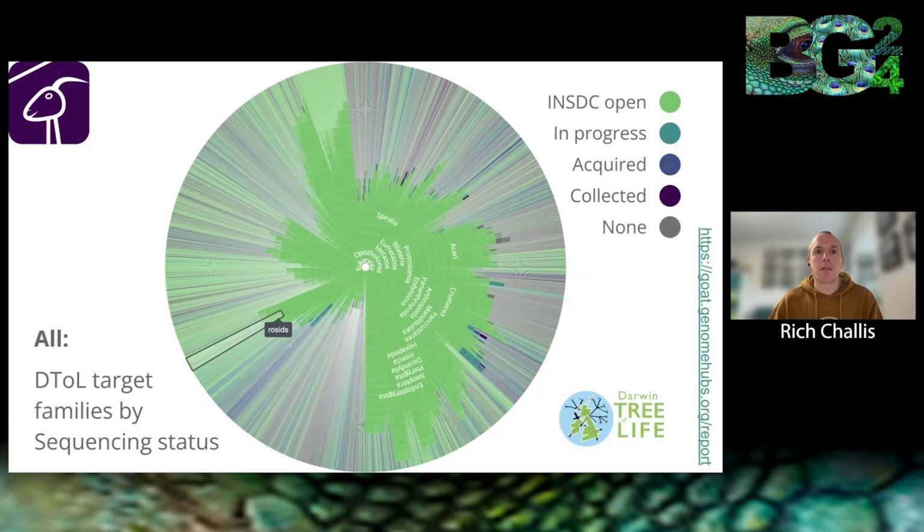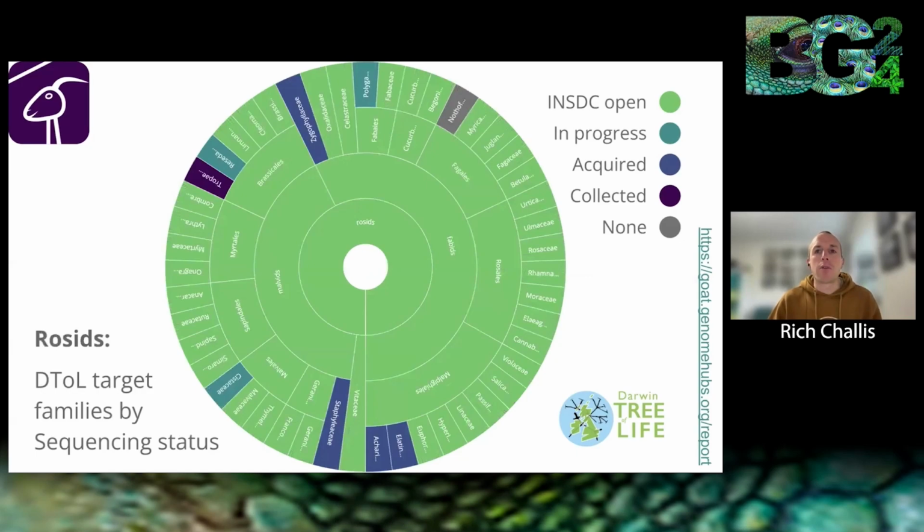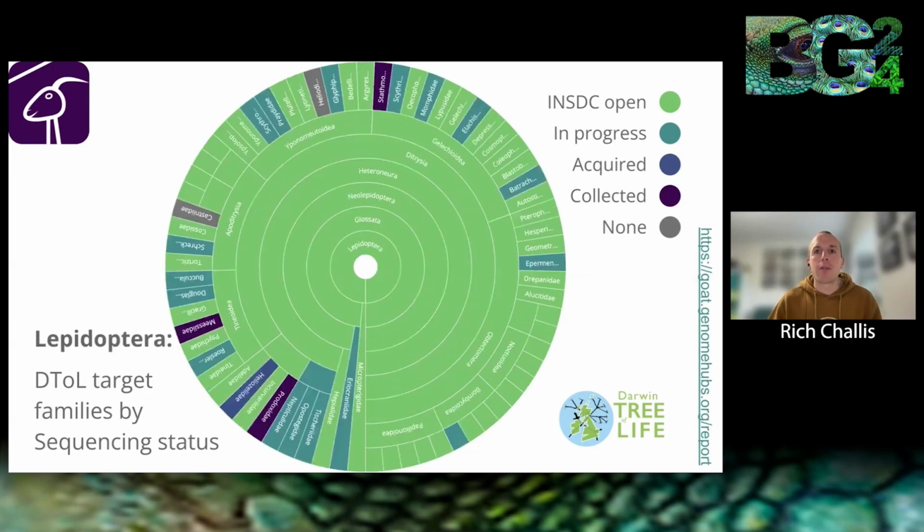So we can click to select a subset of rosids, for example, and get a more detailed view of the current status of individual families. Doing the same for Lepidoptera, we can see that for this part of the tree, most families either have a public assembly or are in progress. So we can start to look in more detail at potentially the genera.